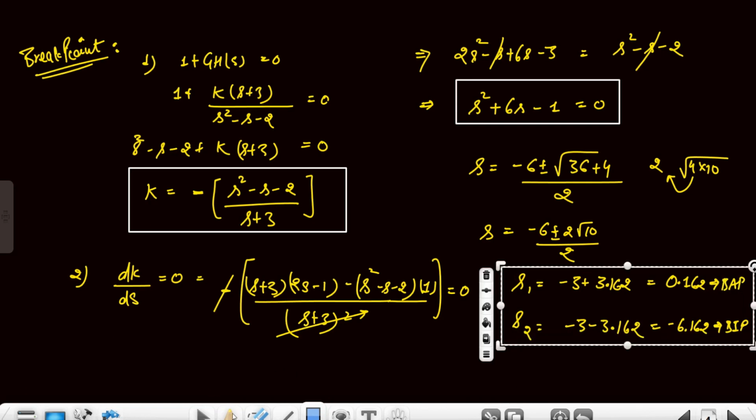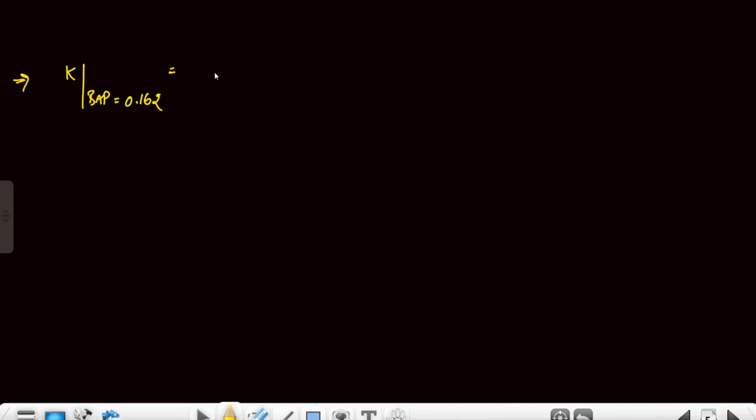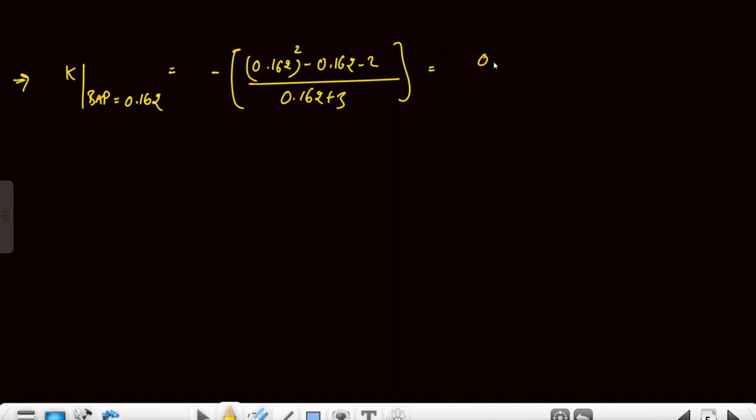Now let's calculate the value of k at the breakaway point and break-in point. So first, k at the breakaway point, which is 0.162. So we have to simply substitute this value in place of s. So it is the minus sign, 0.162 whole square minus 0.162 minus 2, upon 0.162 plus 3, and this value is coming as 0.675.